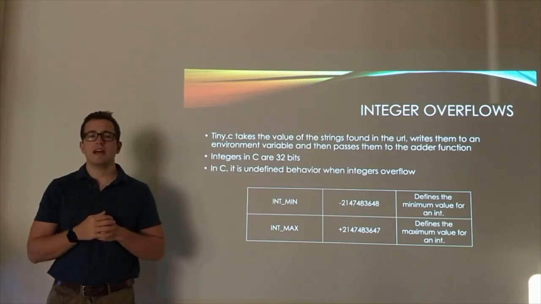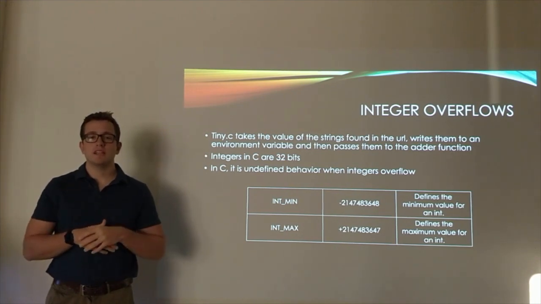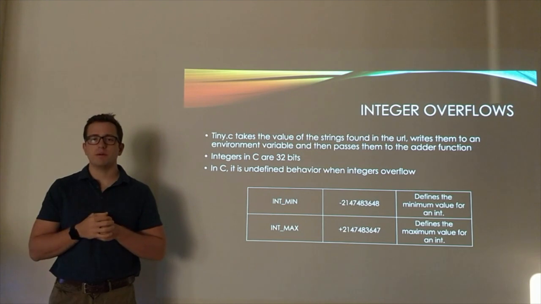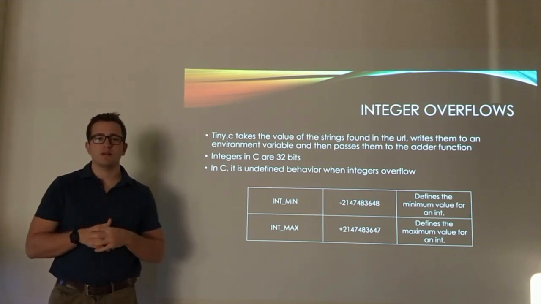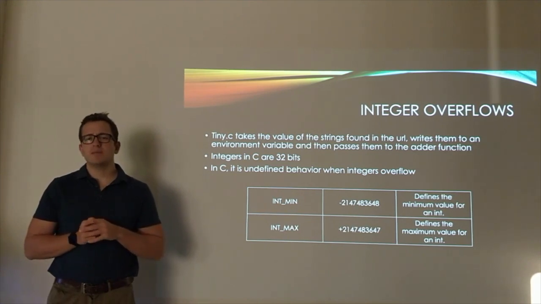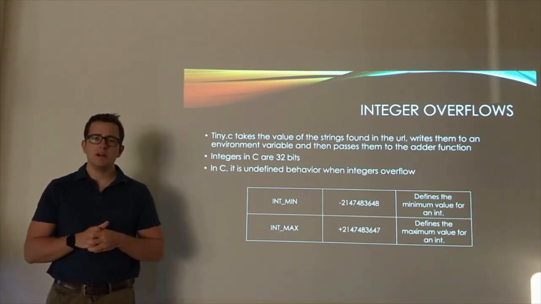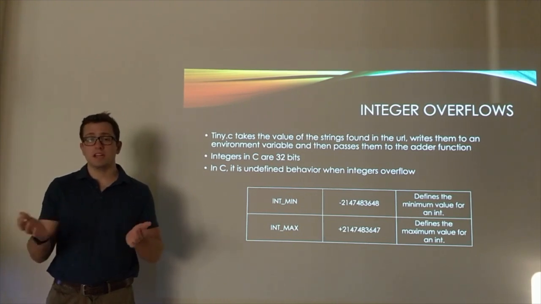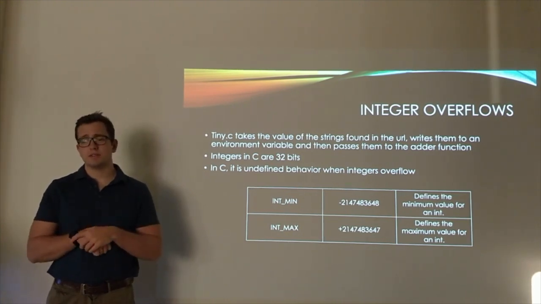The third attack that I was able to discover was integer overflows. Tiny.c takes the value of the strings found in the URL, writes them to an environment variable, and then passes them to the adder function. Integers in C are only 32 bits, and in C it's undefined behavior when you have integer overflow. So if you take two numbers like 2 to the 32nd and 2 to the 32nd and add them together, some of the behavior is undefined.